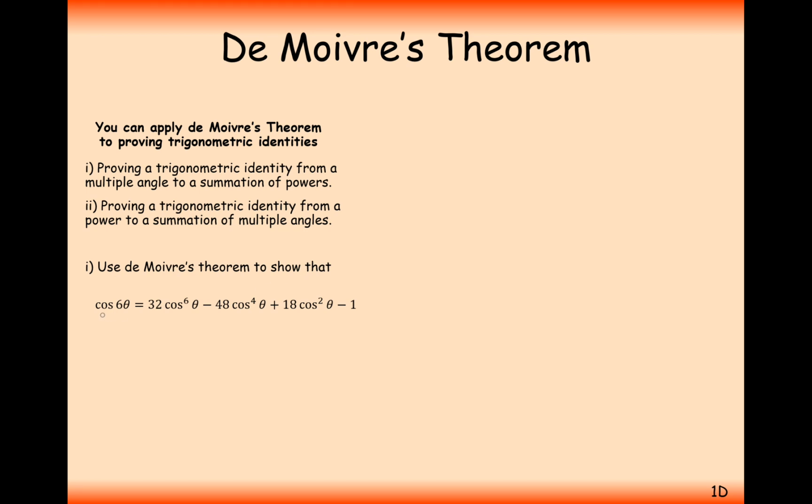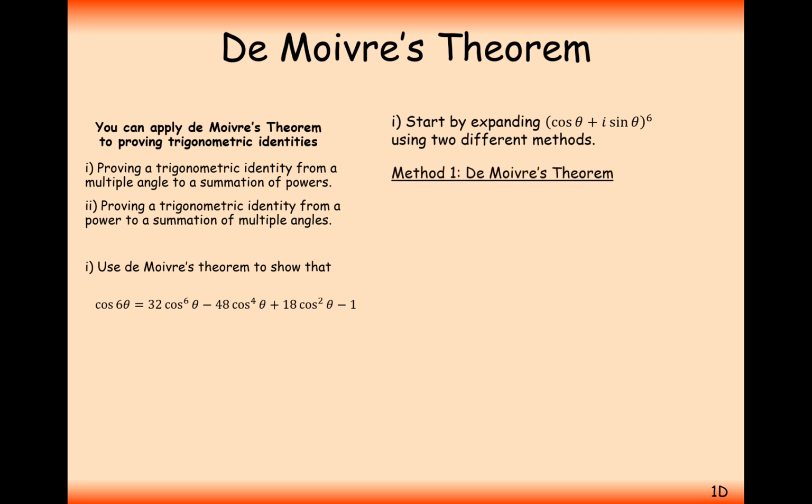Use de Moivre's theorem to show that cos 6 theta is equal to this expression here. So how are we going to use de Moivre's theorem? Well, we're going to start by expanding cos theta plus i sine theta to the power of 6 using two different methods. The first method is using de Moivre's theorem, and we know that when we've got a complex number to the power of 6, we can just multiply the arguments by 6. So the first expansion is going to be cos 6 theta plus i sine 6 theta.